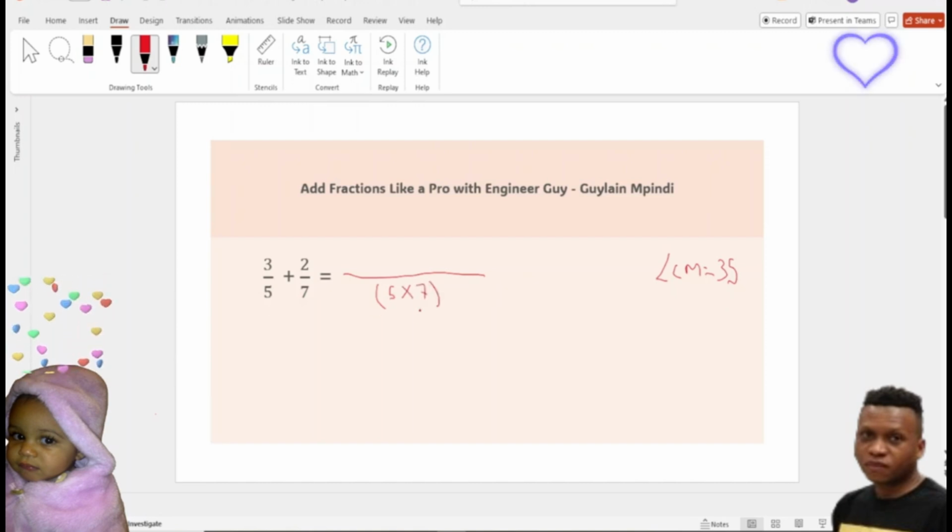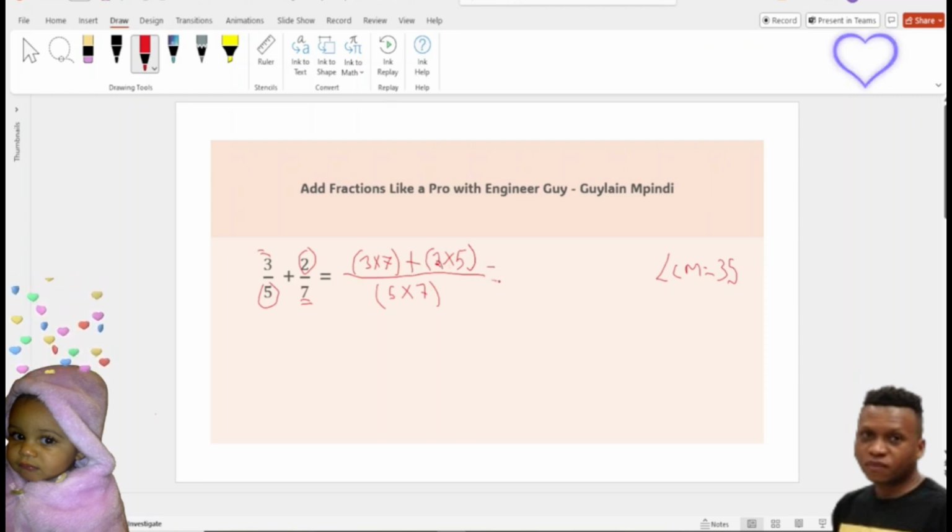Okay, you see this 7 and 3, so we're gonna write it here on the top. So it's gonna be 3 times 7 plus, don't forget, plus, and you see this 2 and 5, so we're gonna write 2 times 5. Okay, this one is 2.